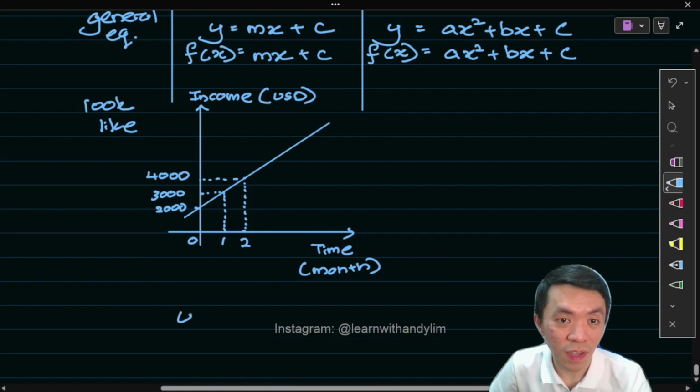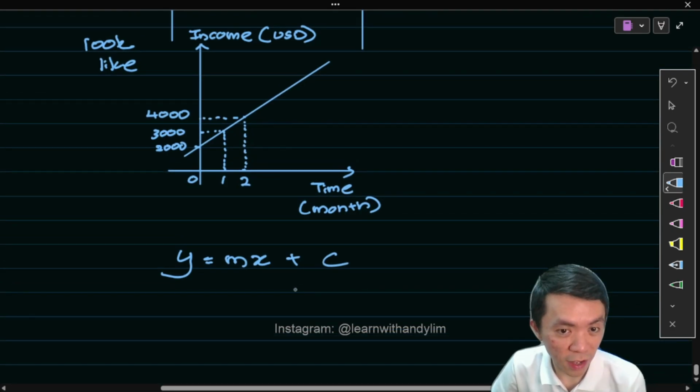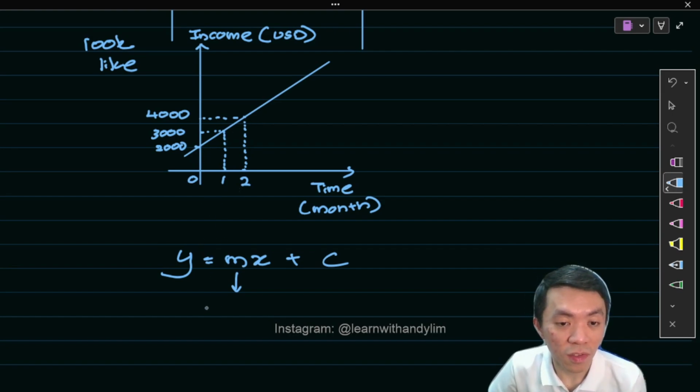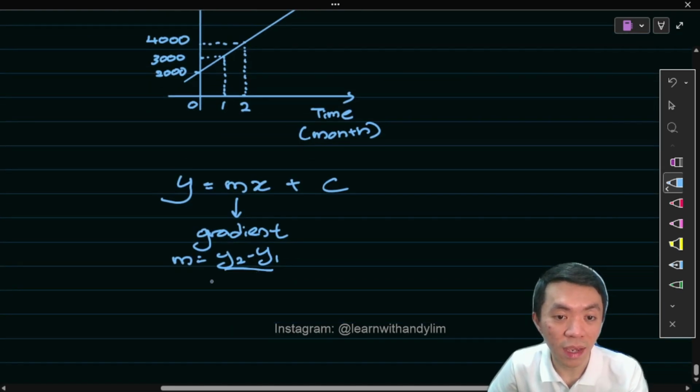It can be represented by y equal to mx plus c. Not sure if you guys remember this. m stands for my gradient, how steep the slope is. It determines the slope of the line. So I'm just going to write gradient right here. This can be calculated by using y2 minus y1 divided by x2 minus x1.